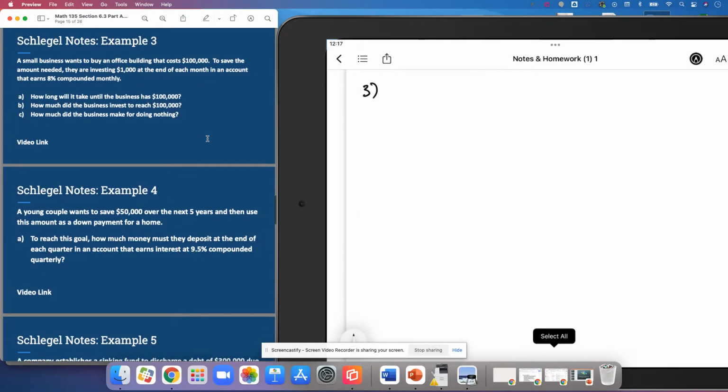Back with example 3. A small business wants to buy an office building that costs $100,000. To save the amount needed, they are investing $1,000 at the end of each month in an account that earns 8% compounded monthly. How long will it take until the business has $100,000? How much did the business invest to reach $100,000? And how much did the business make for doing nothing?